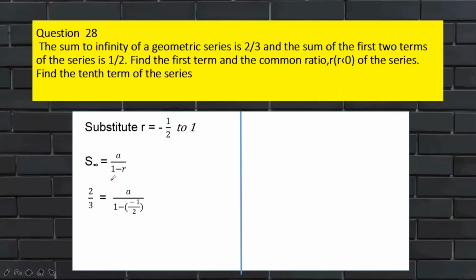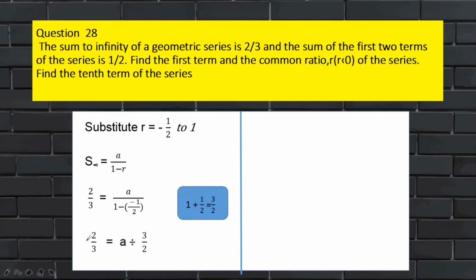Next step is to substitute r equals negative 1 over 2 into equation 1. In this case, S infinity equals a divided by 1 minus r. So S infinity equals 2 over 3 equals a divided by 1 minus r, equals negative 1 over 2. And then I'll solve the denominator, which is 1 plus 1 over 2. Since negative times negative 1 over 2, I'll get positive 1 over 2. And I'll get 3 over 2.